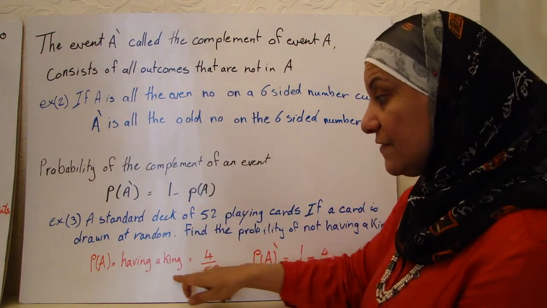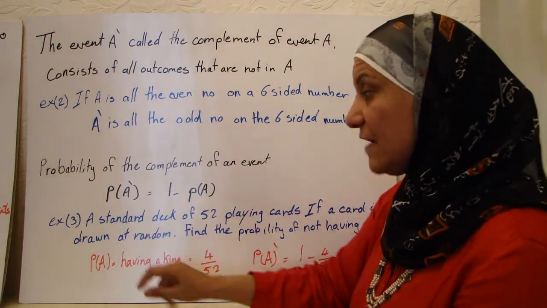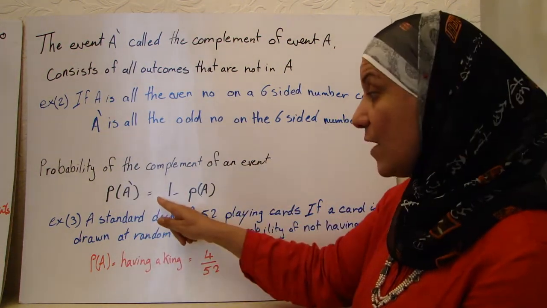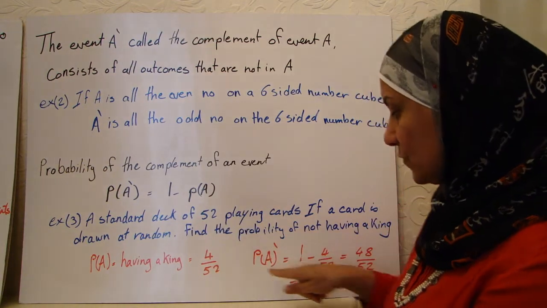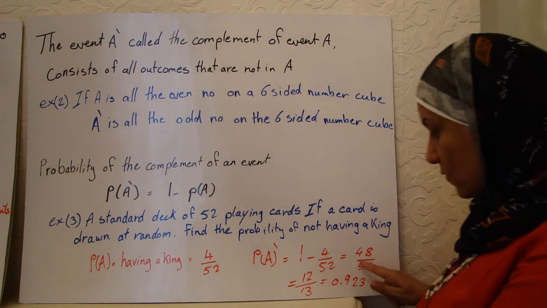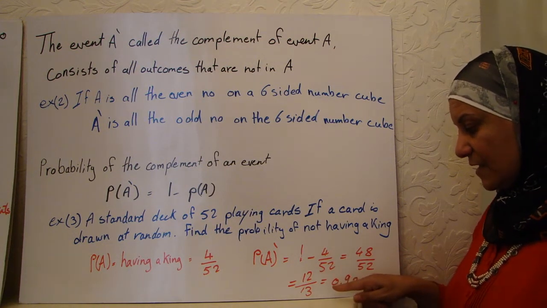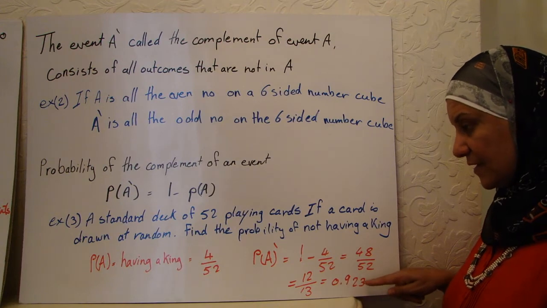I don't want having a king. I want P A dash, which is not having a king. So what am I going to do? I'm going to have 1 minus 4 over 52, which is 48 over 52, which is 12 over 13, and the answer is 0.923.